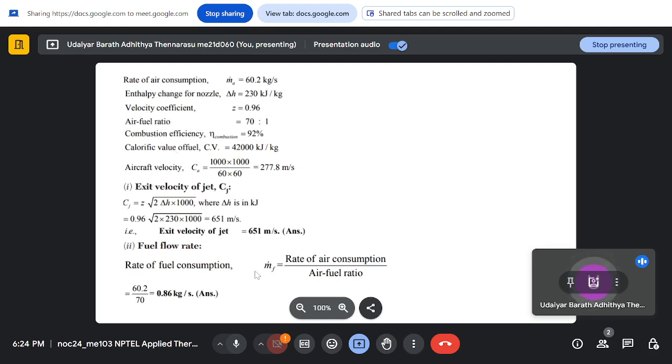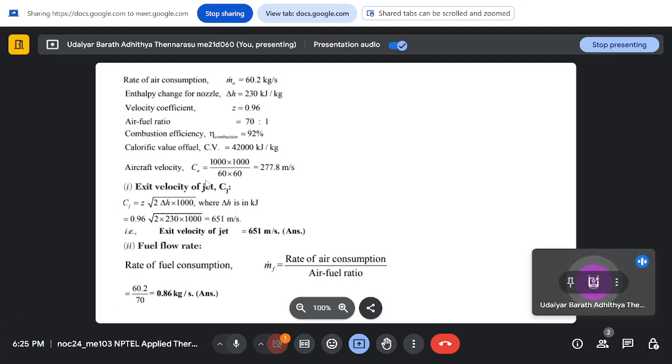So we'll list out what is known. Rate of air consumption m dot A is 60.2 kg per second, enthalpy change across the nozzle is 230 kJ per kg, velocity coefficient Z is 0.96, air fuel ratio is 70:1, combustion efficiency is 92%, the calorific value is given, and aircraft velocity is 1000 km per hour. Converting that into meters per second, 1000 into 1000 divided by 60 into 60, it comes out to be 277.8 meters per second. So that is my aircraft velocity.